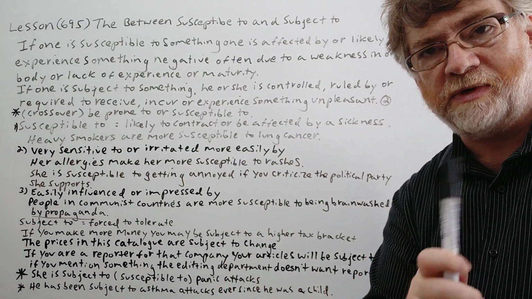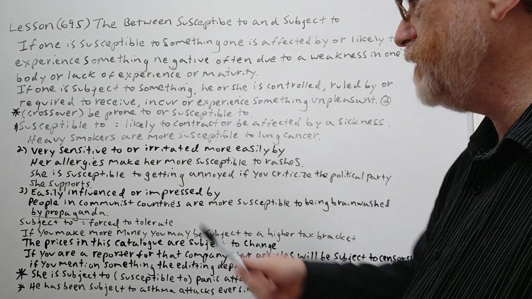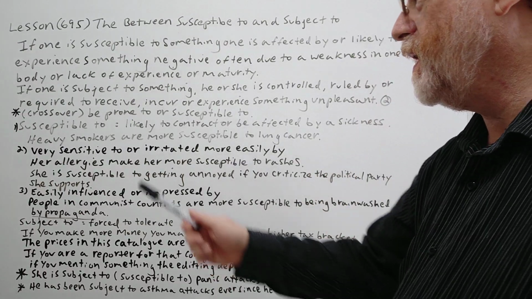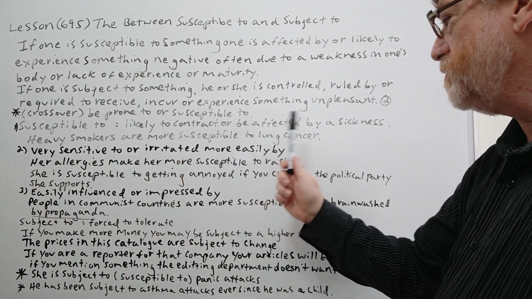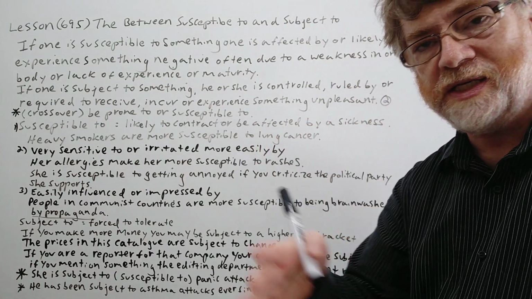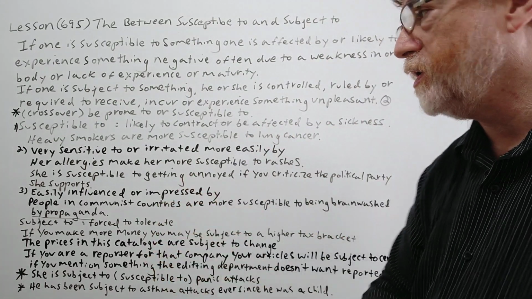All right, and we got several examples here. First, we'll look at susceptible to. There's three ways we use it. Likely to contract or be affected by a sickness. Heavy smokers are more susceptible to lung cancer. Yeah, because you smoke a lot, this makes it more likely for this to happen to you.